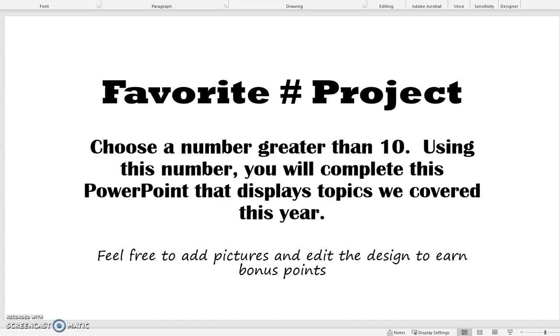First thing is to make sure you've chosen a number that is greater than 10. It can be anything you want as long as it's bigger than 10. You're going to use the same number throughout this entire project. And for bonus points, you can add pictures or edit the design.